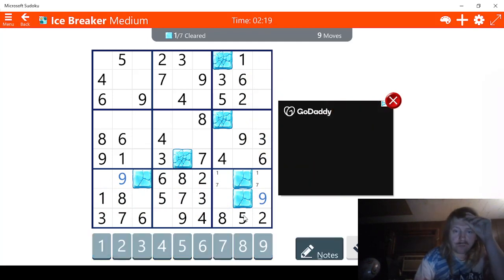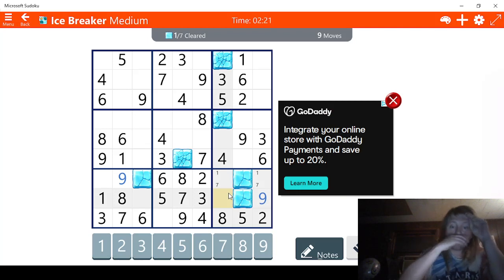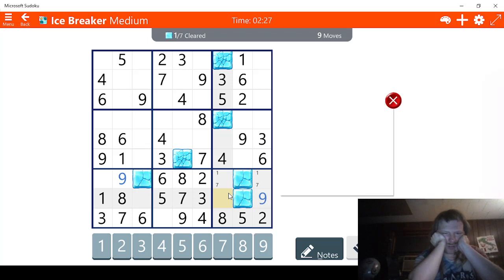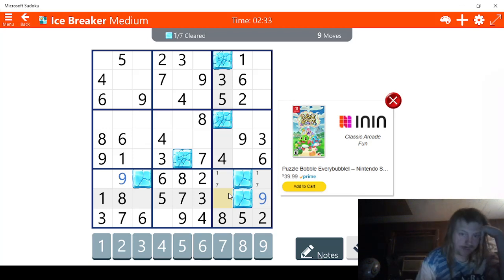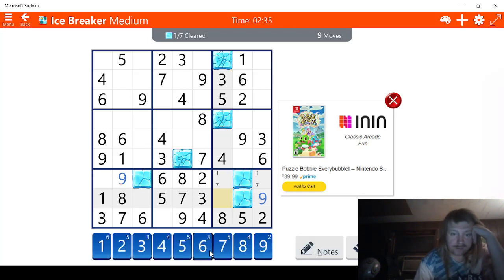Okay, let's go notes mode. I don't want to make any more mistakes. So let's see. 1... 2, 3, 4, 5. Okay, so this could possibly be a 6, 7, 8, 9. This has to be a 6. There's no way this isn't a 6. There we go.